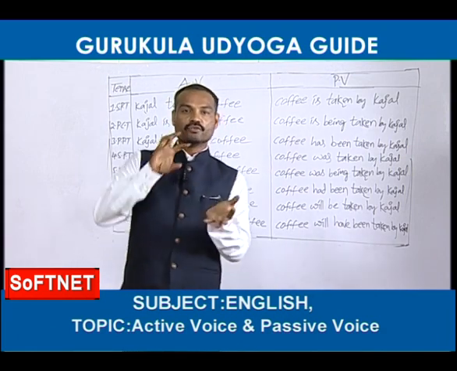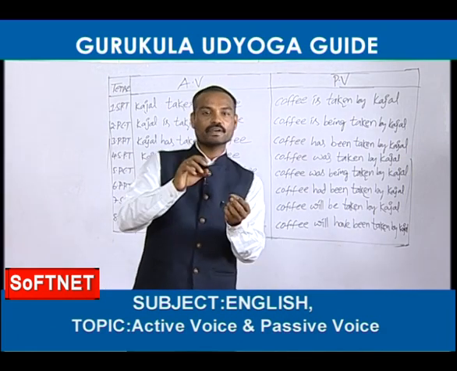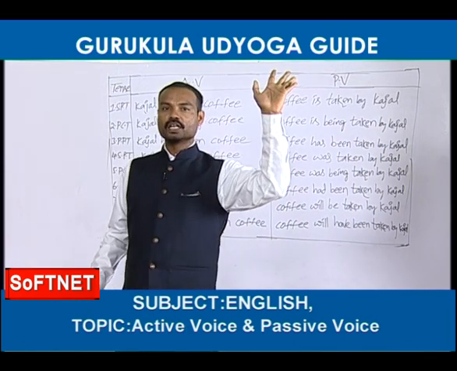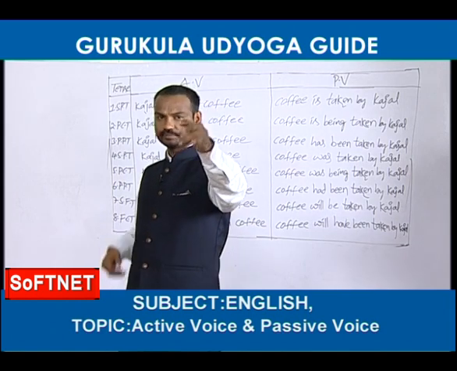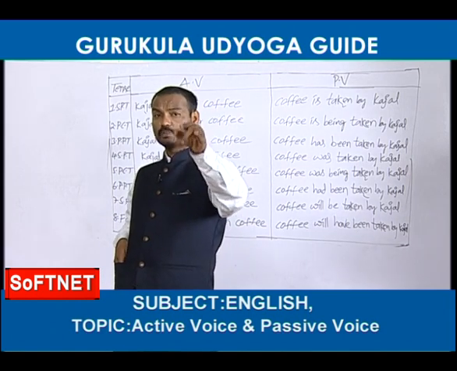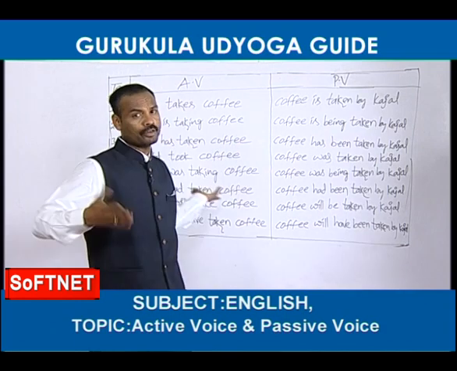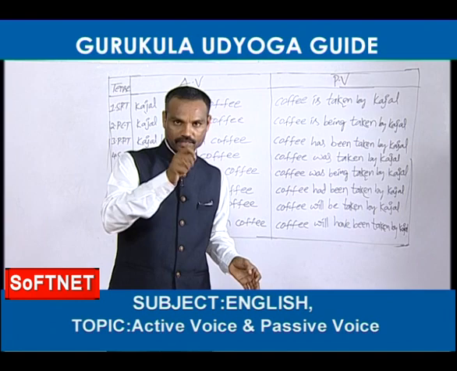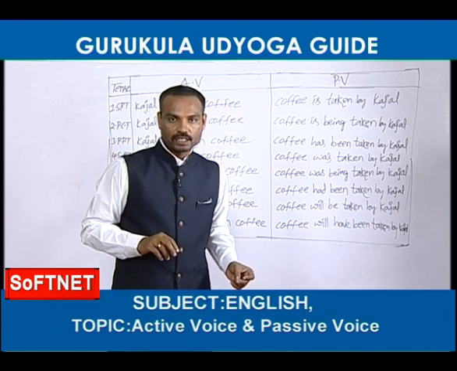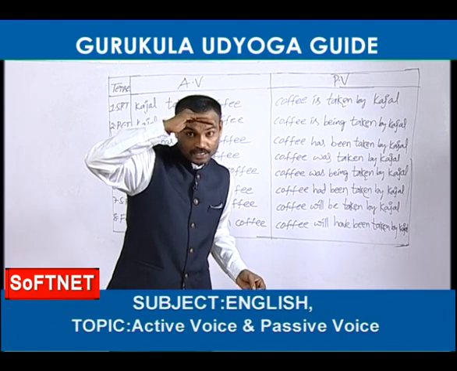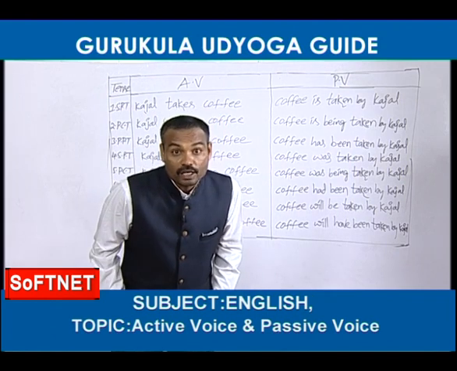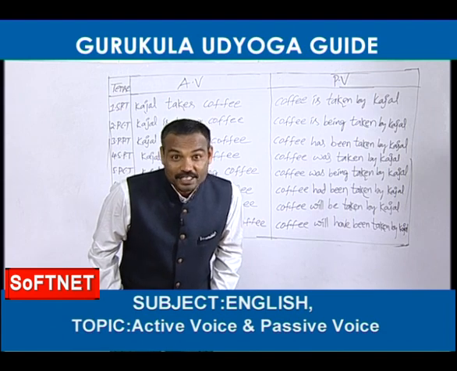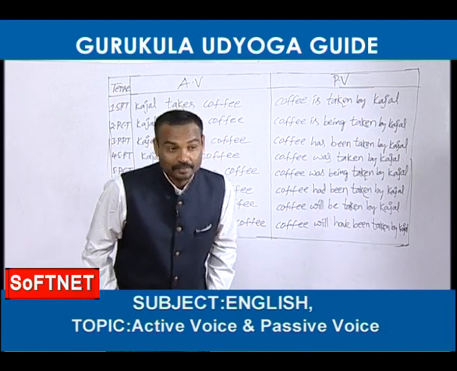Did you understand, friends? When should we write was and were in passive voice? When the active voice contains a singular object, was should be taken in the passive voice. When the object is plural, were should be taken. And being is common whenever you find the ing form in the active voice. Being should be written between the helping verb and main verb in the passive voice. Do you remember? Wow, great.